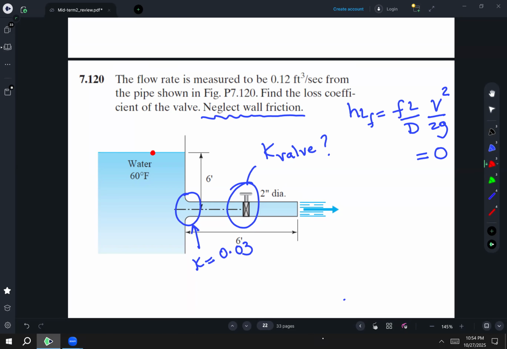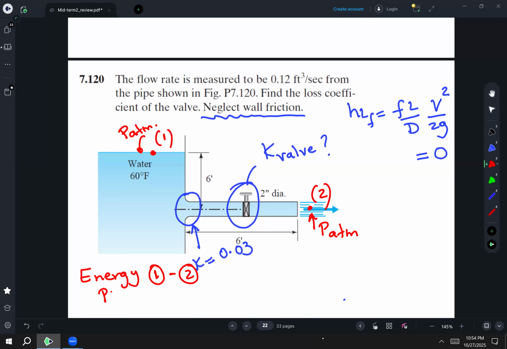and we can choose, as we mentioned before, point 1 at the reservoir surface and point 2 at the outlet where the pressure is atmospheric. So the pressure here is atmospheric, and the pressure in 1 is also atmospheric. So if we apply the energy equation between 1 and 2, we would have the following.